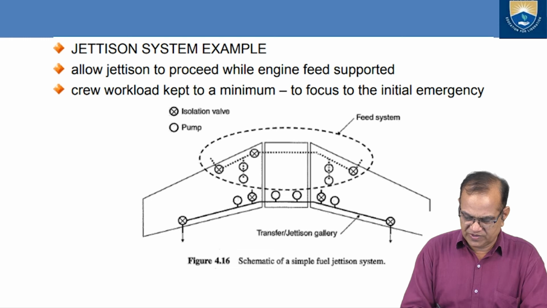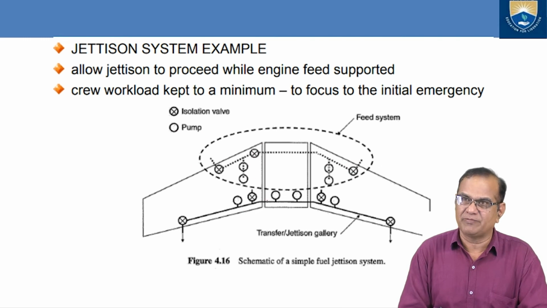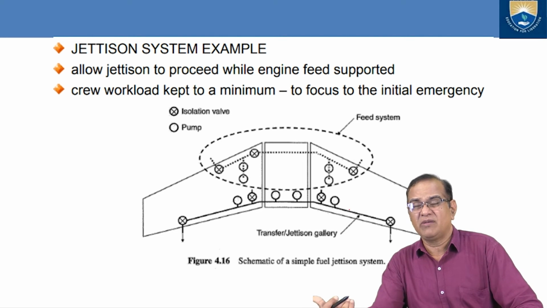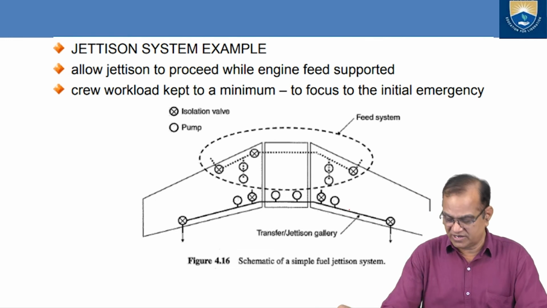Here we have some isolation valves, and these are the pumps. These pumps are fitted to jettison the fuel from both sides of the aircraft. And this you can see during the landing of the aircraft. You will see some amount of fuel is jettisoned if your center of gravity is not balanced.